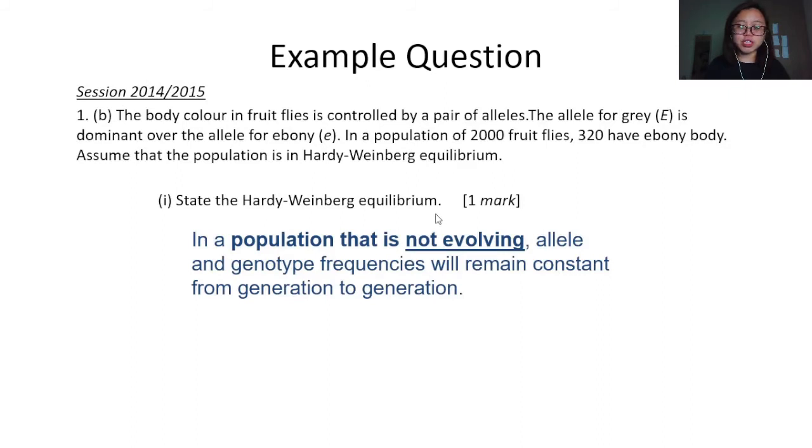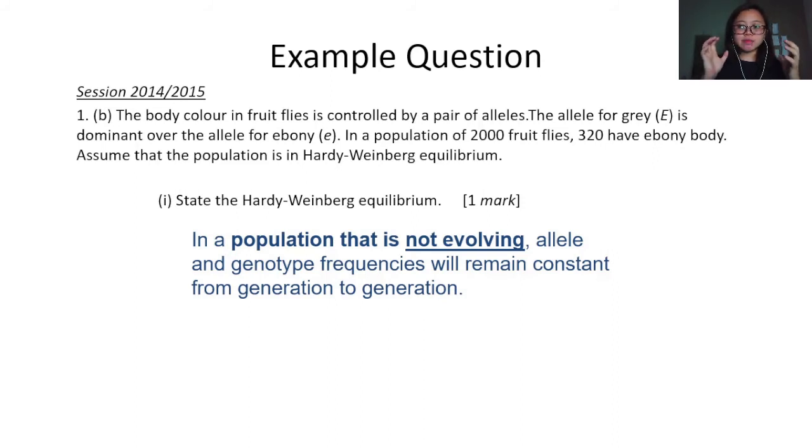Alright, so the first question that you need to answer is answering definition. Question asks you to state the Hardy-Weinberg equilibrium. We will state the Hardy-Weinberg equilibrium. We will say, in a population that is not evolving, allele and genotype frequency will remain constant from generation to generation.